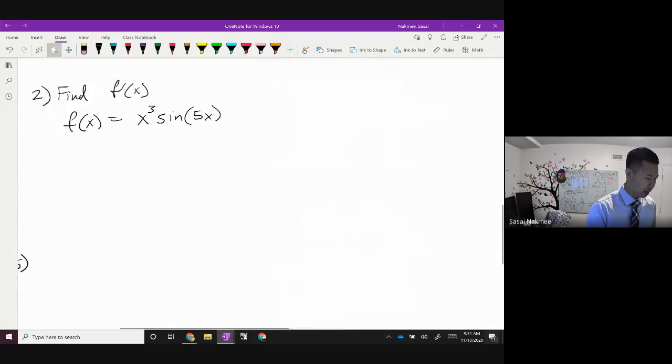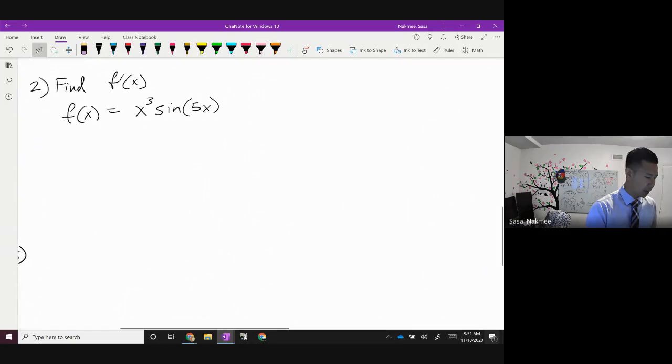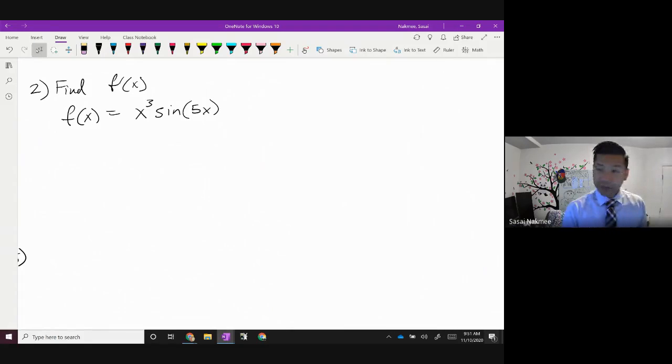Okay, so let's go over here to number 2. It's asked to find the derivative of this guy. This one, you have to use the product rule. You can't just take the derivative of this one and multiply it by its coefficient. It doesn't have a coefficient. It has another function multiplying with it. So you have to product rule this one, right?